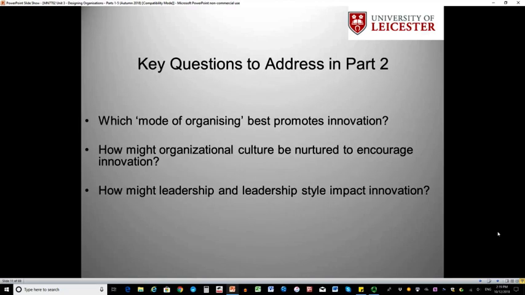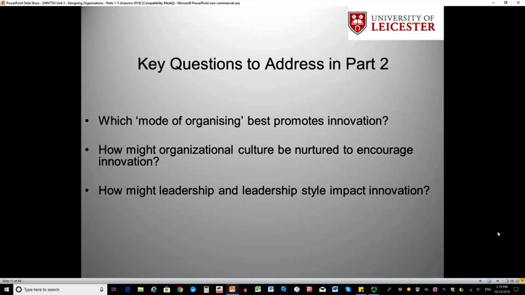So what are the questions that we want to address in this second part? Well, firstly, which modes of organising best promote innovation? And we're going to focus predominantly on a mode of organising, or a typology of modes of organising, originally developed by Burns and Stalker, but we'll also talk about some others as well.